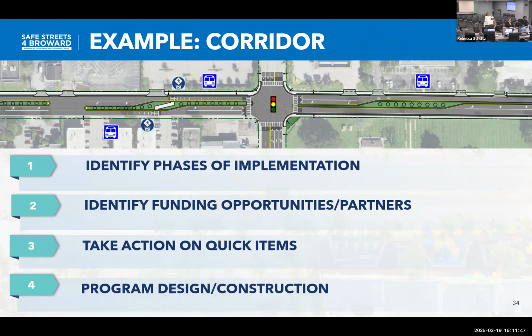So basically what we want to do is identify all the phases of implementation. So we want to give you, here's the ultimate dream, right? With the cost estimate. And then we want to give you a short term, what can we do now? So can we do signal backplates or LPI timing or refresh the striping or trim the trees or turn lights on, things like that, right? Like identify all those things and give the city that list. So you have the long list and the short list.